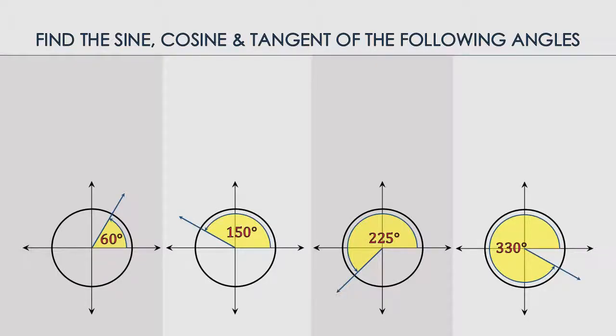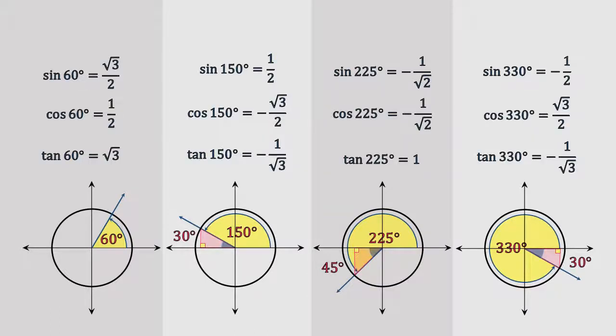It's now time for a do-it-yourself. Find the sine, cosine and tangent of the following angles. Pause the video if you would like to try it yourself. Here are the answers. Did you get all of them right?